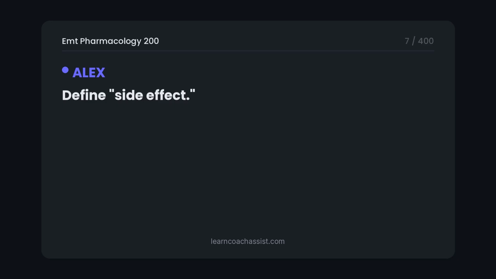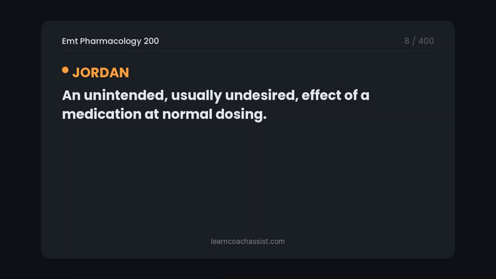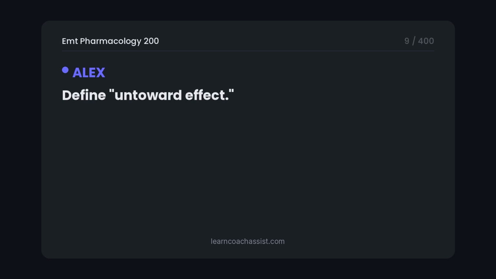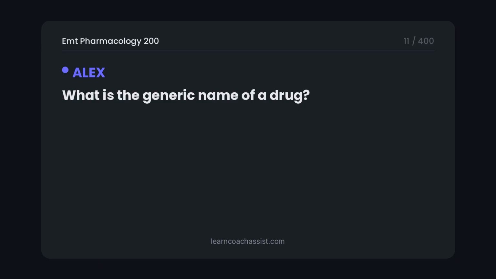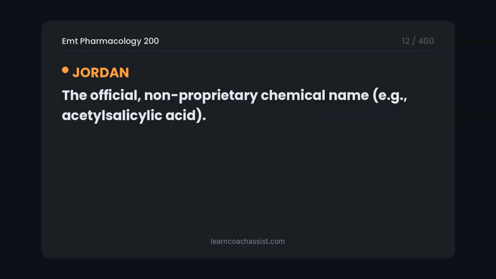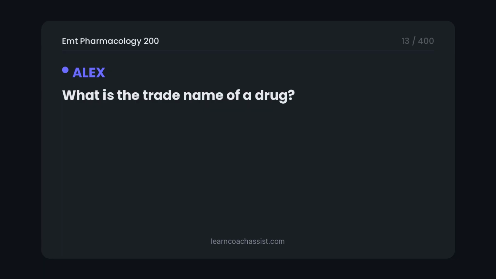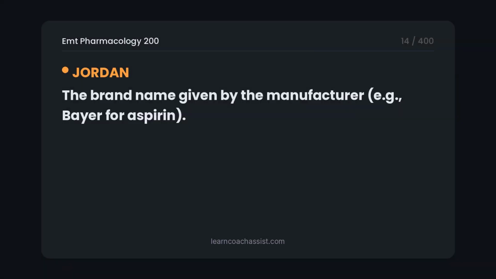Define side effect. An unintended, usually undesired, effect of a medication at normal dosing. Define untoward effect. An unexpected or dangerous side effect of a medication. What is the generic name of a drug? The official, non-proprietary chemical name, e.g., acetylsalicylic acid. What is the trade name of a drug? The brand name given by the manufacturer, e.g., Bayer for aspirin.